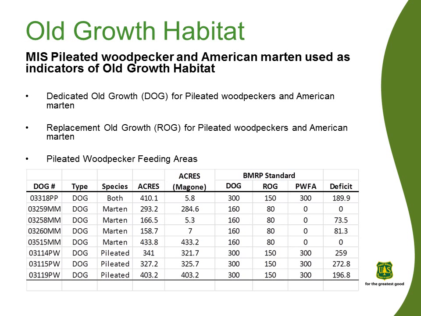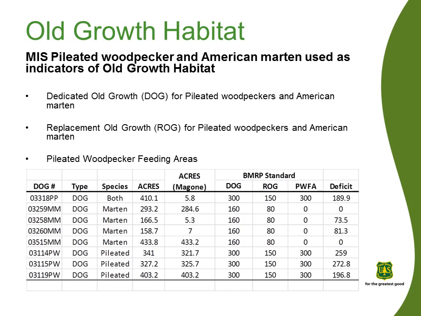Another important habitat in the Magone Project area is old growth habitat. Indicator species pileated woodpecker and American marten are used as indicators. We have dedicated old growth for pileated woodpeckers and American marten, and in some cases dedicated for both. For these dedicated stands, there should be replacement old growth stands for pileated woodpeckers and martens, and for those associated with pileated woodpeckers, there should be pileated woodpecker feeding areas.